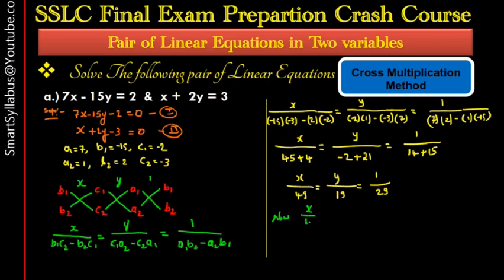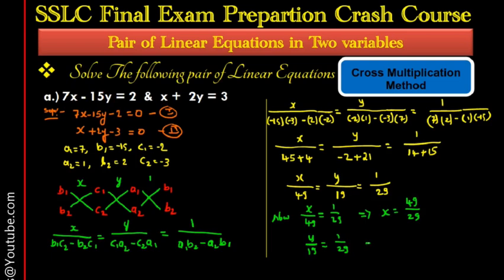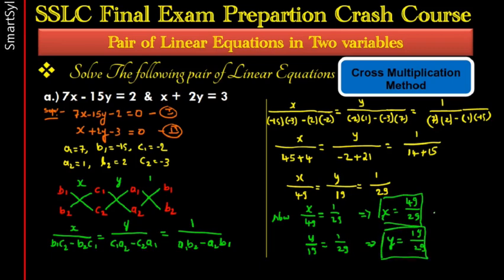Now compare x upon 49 is equal to 1 upon 29. Similarly, compare y upon 19 is equal to 1 upon 29. See what we get now, cross multiply 49, so we get x is equal to 49 upon 29. Similarly, cross multiply 19 here now, so we get y is equal to 19 upon 29. So these are the values of x and y, and these are the same answers, students, which we got even in the previous methods, that is by substitution method and by even the elimination method.